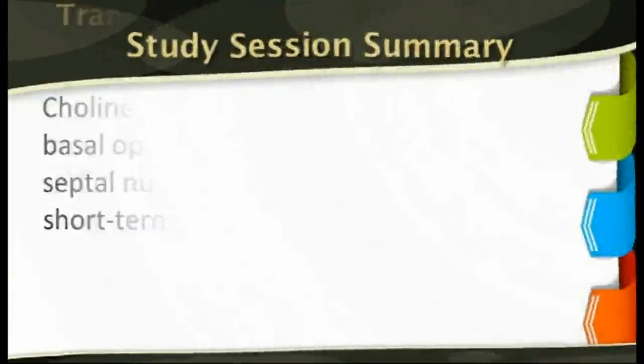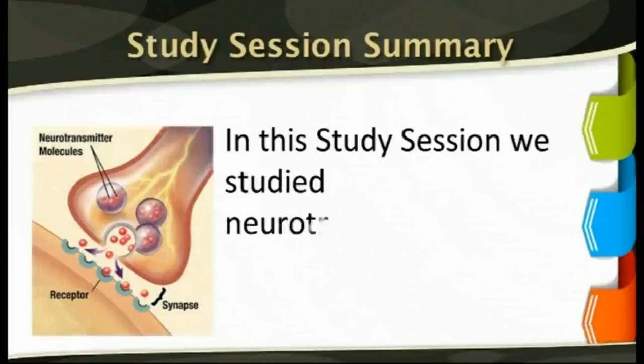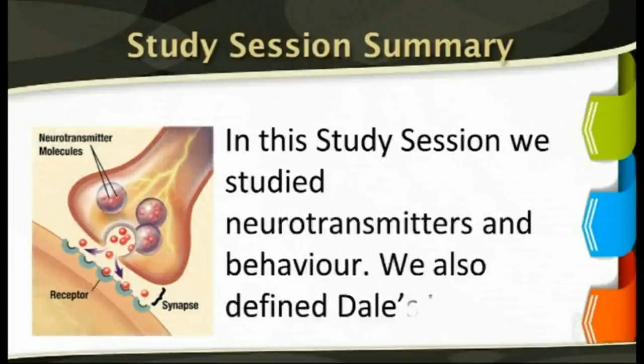Study session summary. In this study session, you learned the following. Neurotransmitters are chemicals located and released in the brain to allow an impulse from one nerve cell to pass to another nerve cell. There are approximately 50 neurotransmitters identified. Neurotransmitters can excite or inhibit neurons or nerve cells. Some common neurotransmitters are acetylcholine, norepinephrine, dopamine, serotonin, gamma aminobutyric acid.